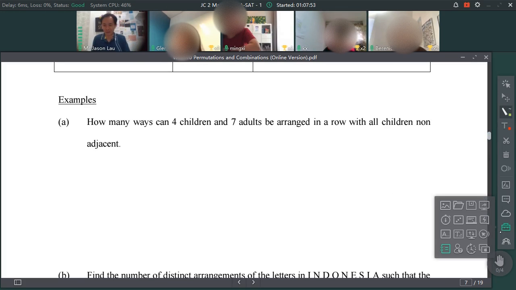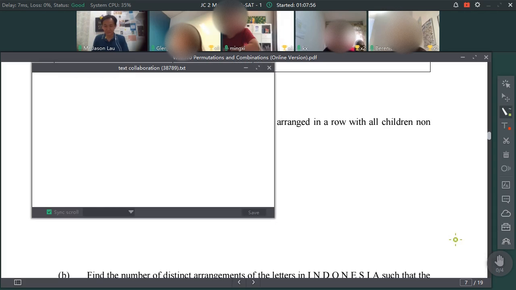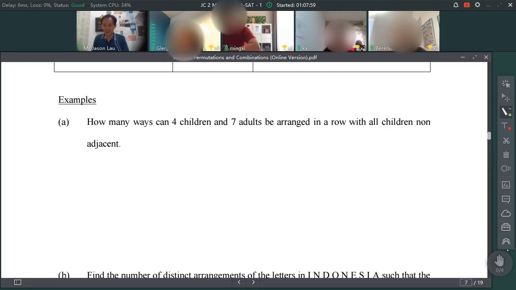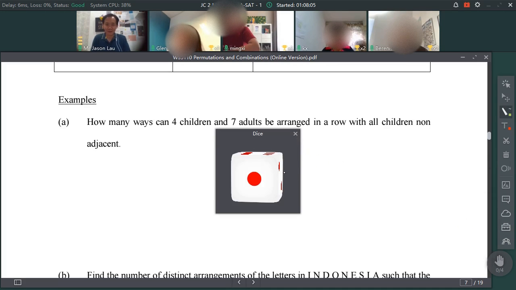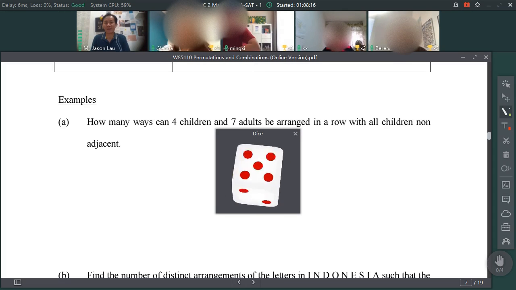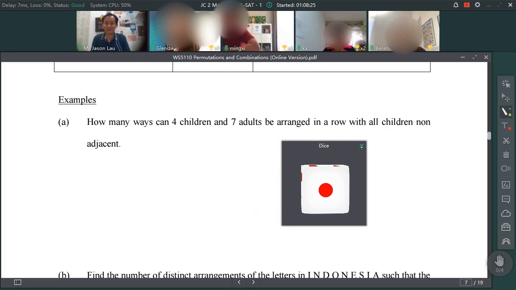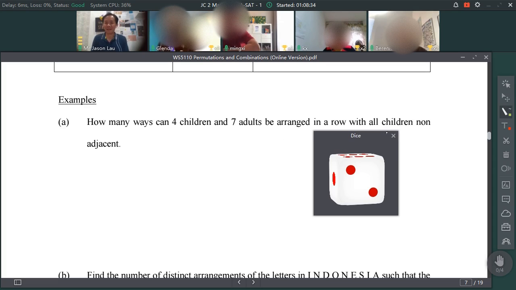Shall we just roll a die? Wow, can roll die, that's so cool. I try to roll a die. 2. So 2 is Mingxi. If it's 6, it's also Mingxi, right? No, again. Okay, Mingxi.